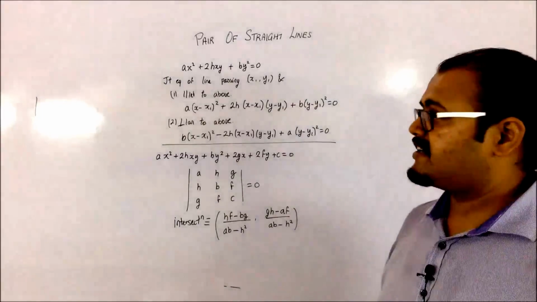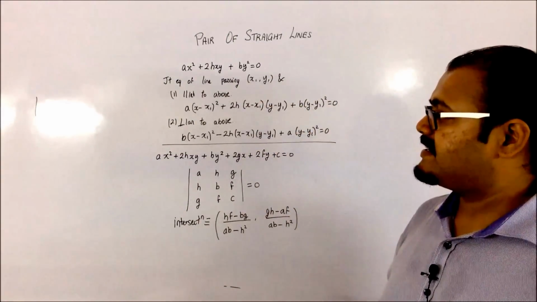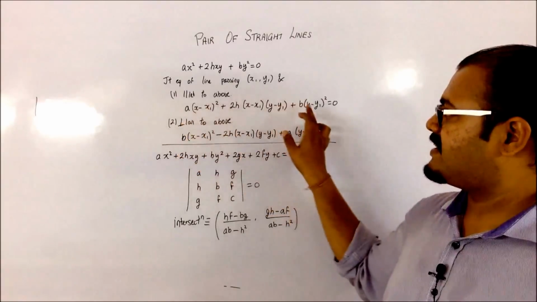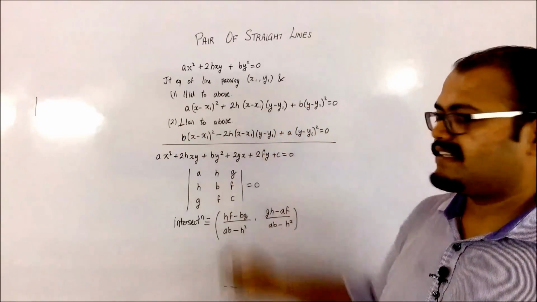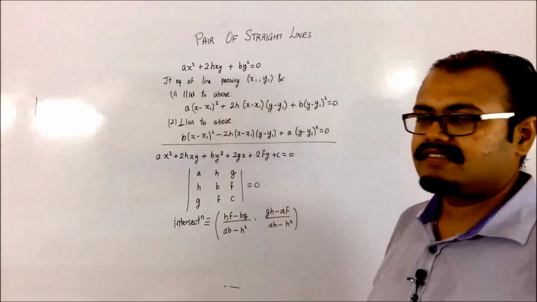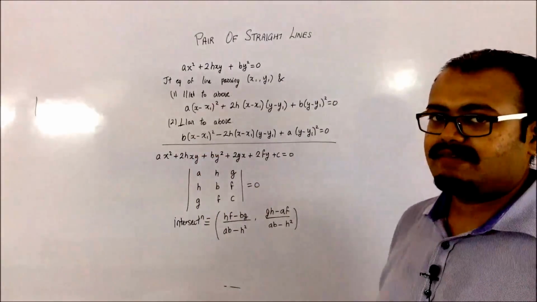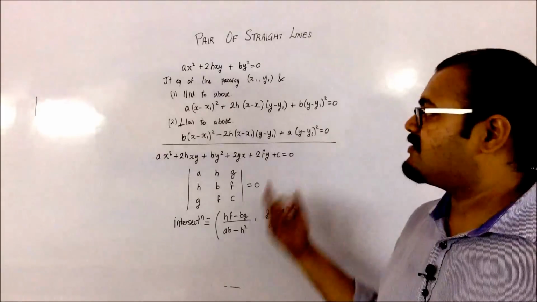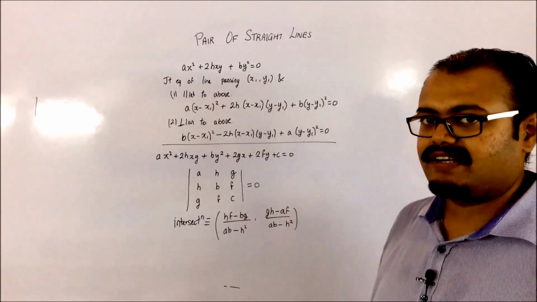Now if they are perpendicular to this pair of lines, then it will be the interchanging of a and b and giving a minus sign to my middle term. Rest, it was x replaced by x minus x1 and y replaced by y minus y1.